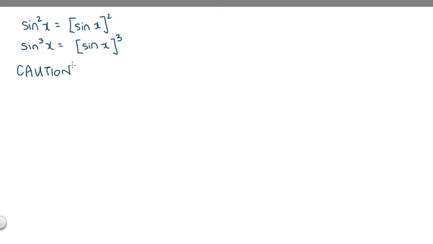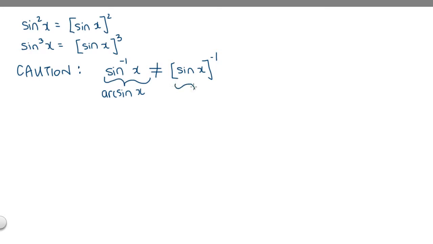So caution. The expression that looks like sine to the power -1 of x is very different from the expression sine x all raised to the power -1. On the left side, the -1 is part of the function itself. So this represents the inverse sine function, also called arcsine x. This is the function that undoes the sine function.